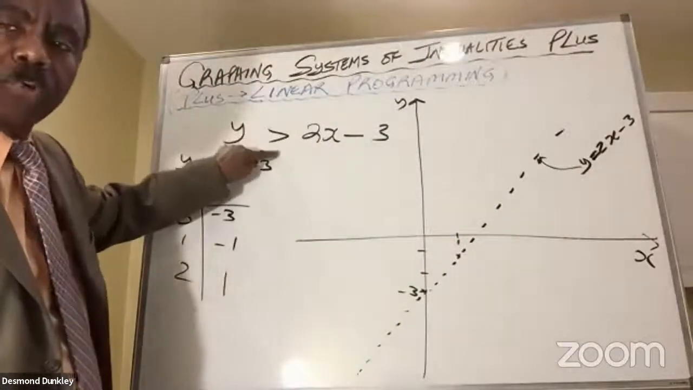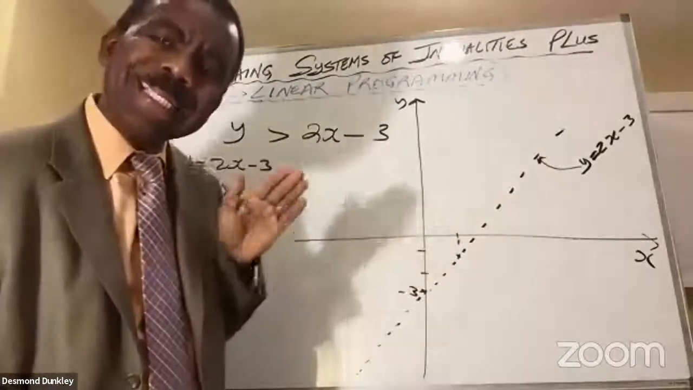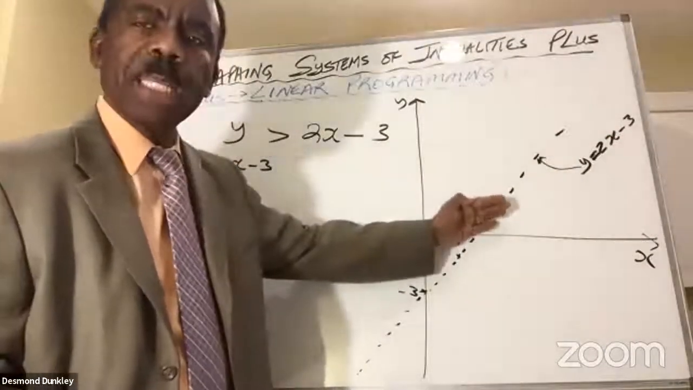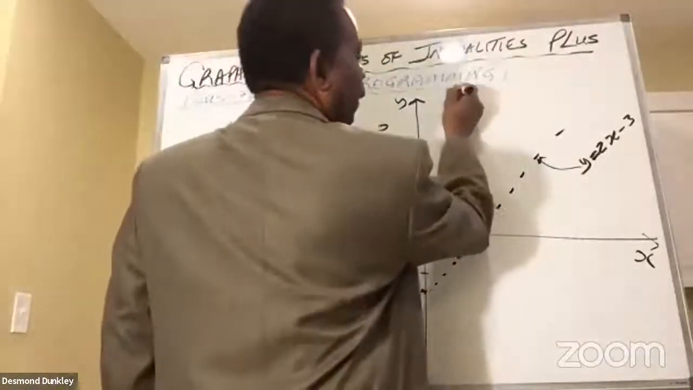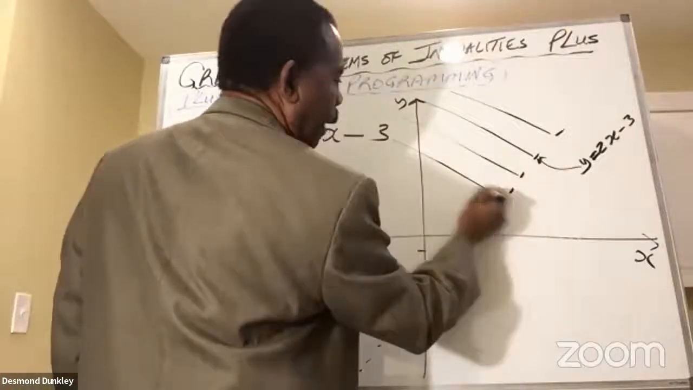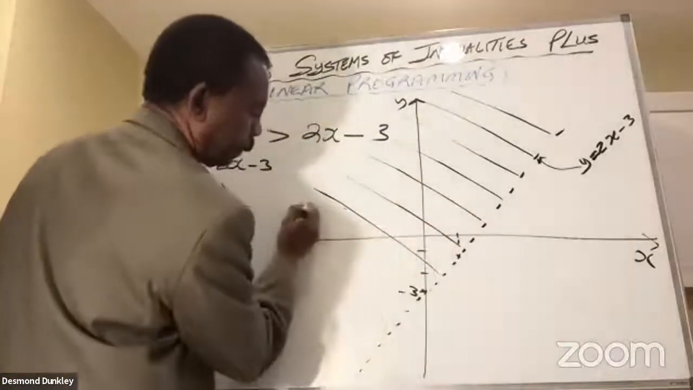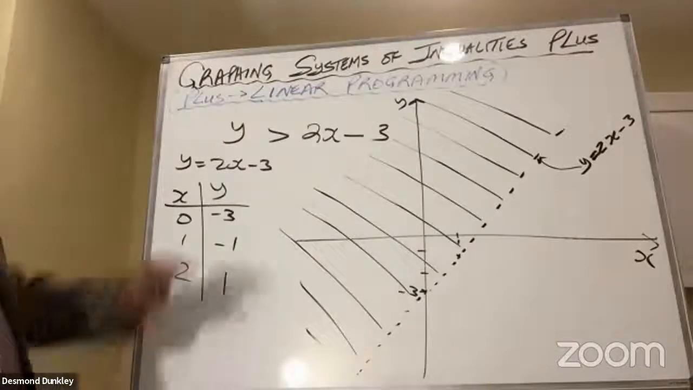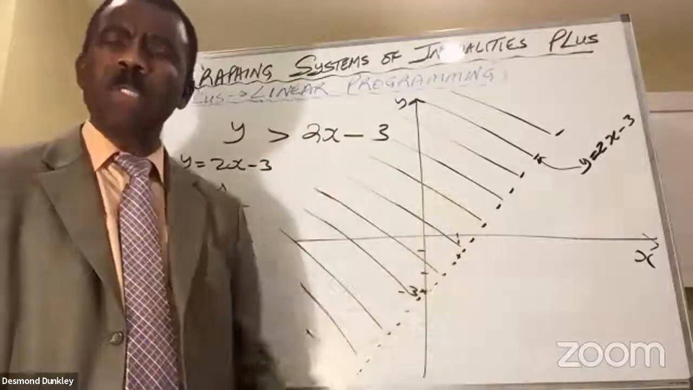It says y is greater than these values. On the line is where y is equal to this value. So if it is greater than, it has to be above. Greater means above. So therefore, my solution set would be all points in this shaded area. Okay, and that would be the answer to that sample. That's what we did last session.